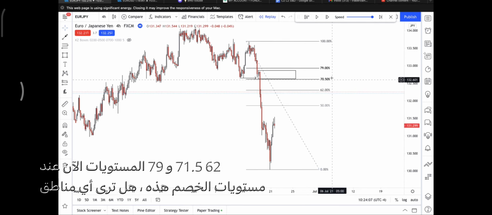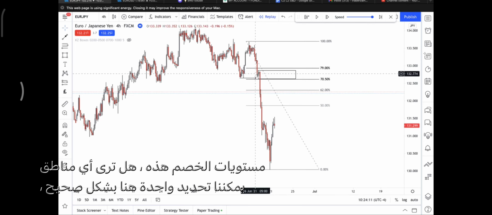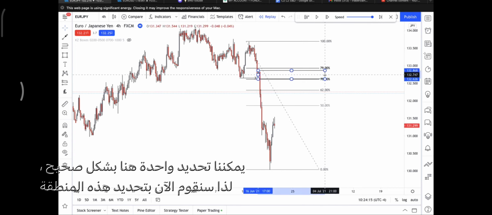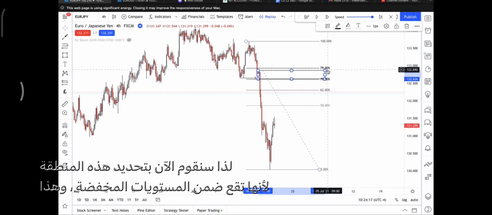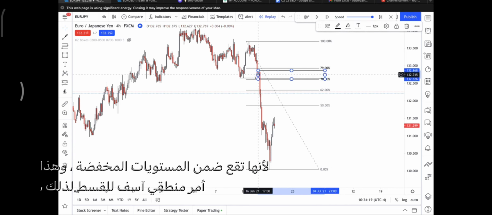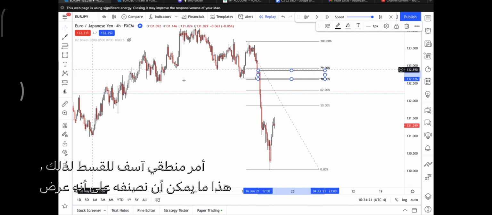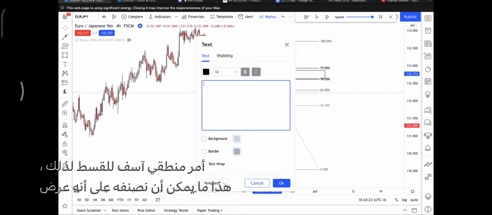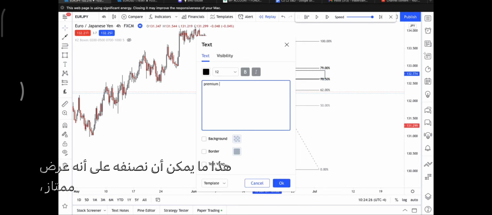Now you look for your premium levels, the 62, 71.5 and 79 levels. Now at these levels, do you see any zones? We can identify one right over here, correct? So now we'll mark out that zone because it's within the premium levels. Make sense? So this is what we'll classify as a premium supply.